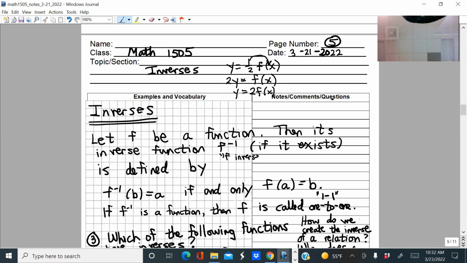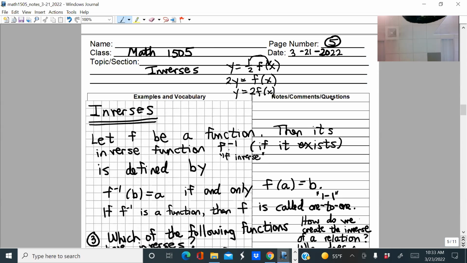So don't say f to the -1, because if you say f to the -1, you're treating the -1 as an exponent. But the -1 is not an exponent. It's just a naming tool, to create a name for this new function I'm creating, which is also called the inverse function. All right, so you read this as f inverse. Now, here's the way the function f inverse works.